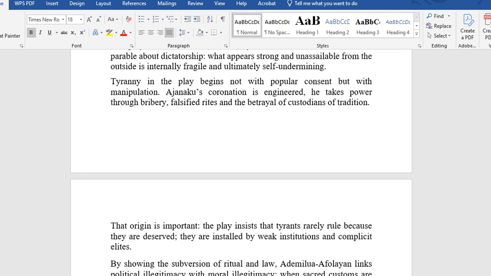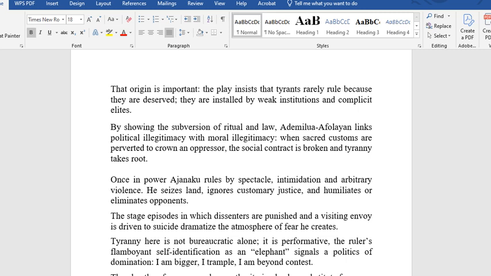Tyranny in the play begins not with popular consent, but with manipulation. Ajanaku's coronation is engineered. He takes power through bribery, falsified rites, and the betrayal of custodians of tradition. That origin is important. The play insists that tyrants rarely rule because they are deserved. They are installed by weak institutions and complicit elites. By showing the subversion of ritual and law, Ademilua-Afolayan links political illegitimacy with moral illegitimacy. When sacred customs are perverted to crown an oppressor, as we have in the case of Ajanaku, the social contract is broken and tyranny takes root.